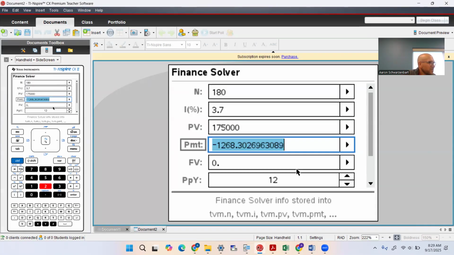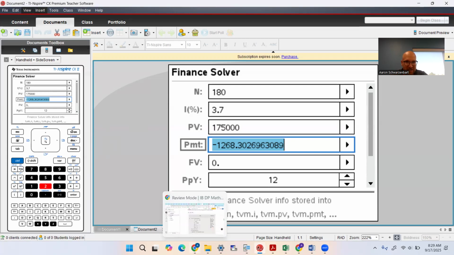So now hit enter. Try that. Oh, that's right. With the Inspire, you have to have the cursor on the one you want to calculate. You have to scroll into payment. We are paying, yes, it says negative, £1,268.30 per month. It's very easy. Once you do it a few times, it's not bad.